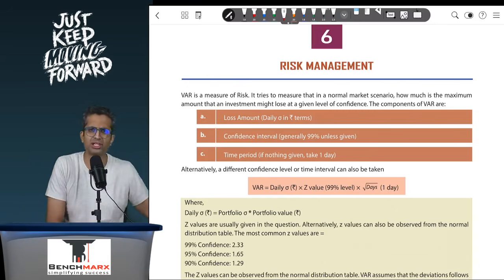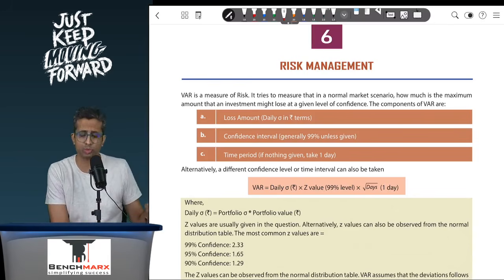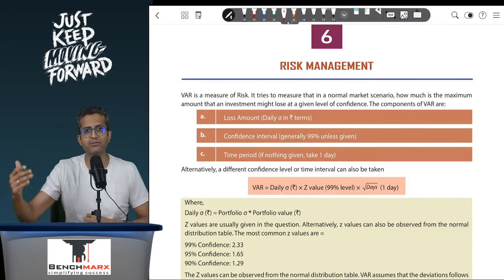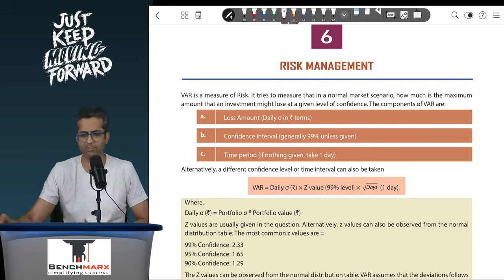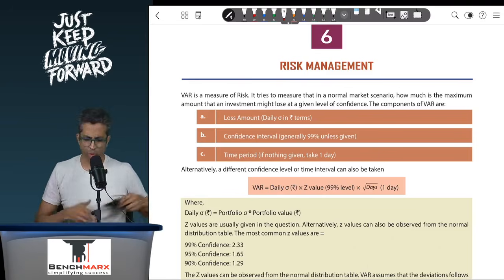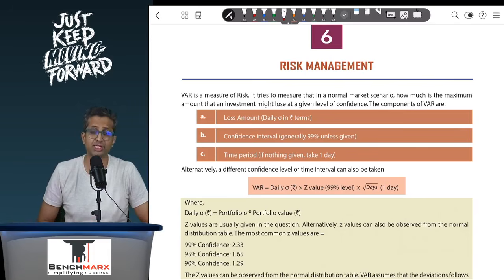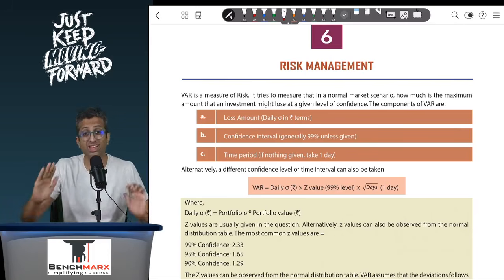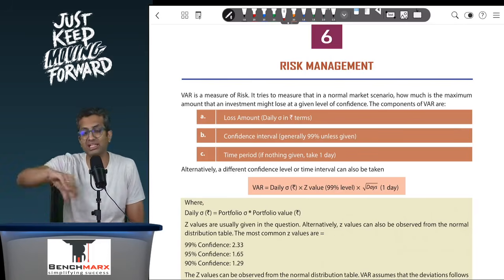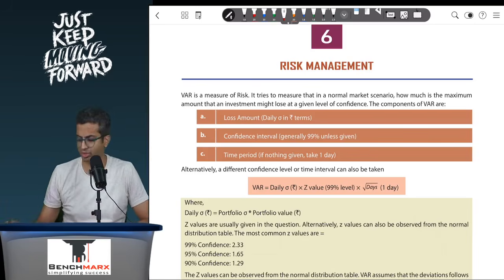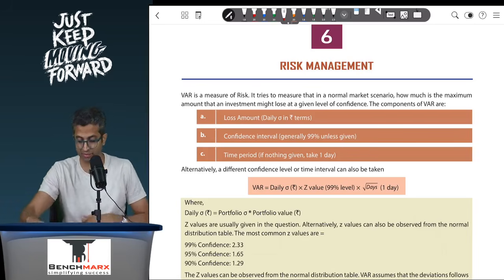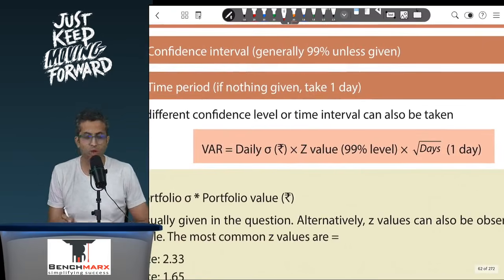You first find the daily standard deviation in percentage, then convert that into rupees. Let us say we had a 1 crore portfolio, 1 crore into 2% will come to 2 lakhs. So 2 lakhs is the deviation, and 2 lakhs into 2.33 comes to, let's say, 4,66,000. That is your deviation in the worst possible case, where 99% of the observations are covered, into a root of days.